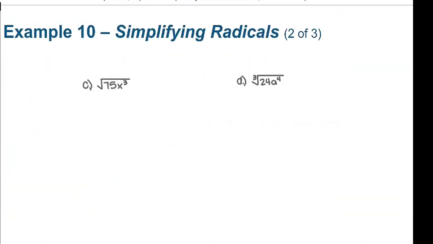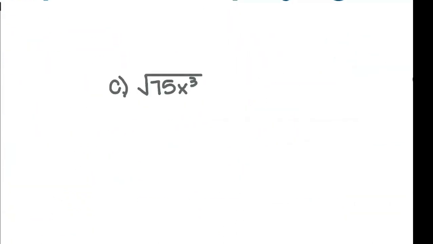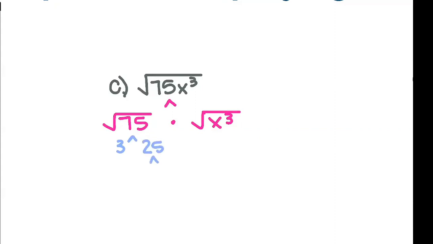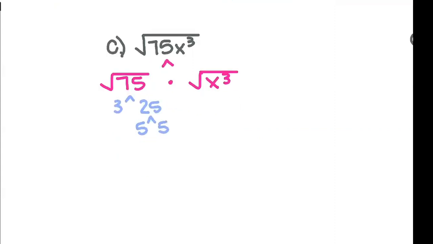For C, we have the square root of 75x cubed. If you wanted to separate this into 2 square roots, you could. This is the same exact thing as saying the square root of 75 times the square root of x cubed. If we find the prime factorization of 75, we have 3 and 25. And the 25 is 5 and 5. We're looking for a group of 2. So these two 5s pair up to be 5. That 3 is left over, so it stays underneath the radical.